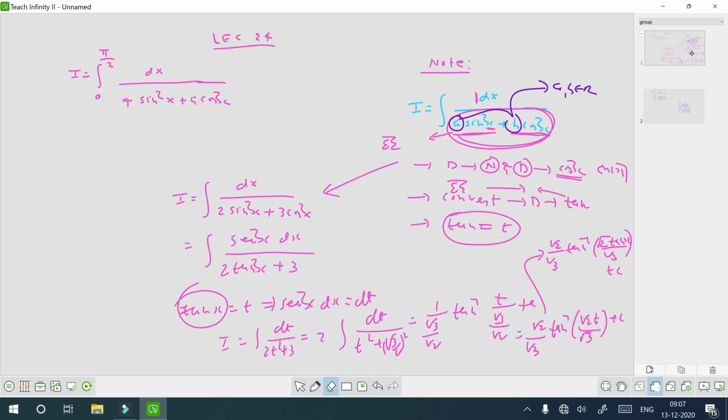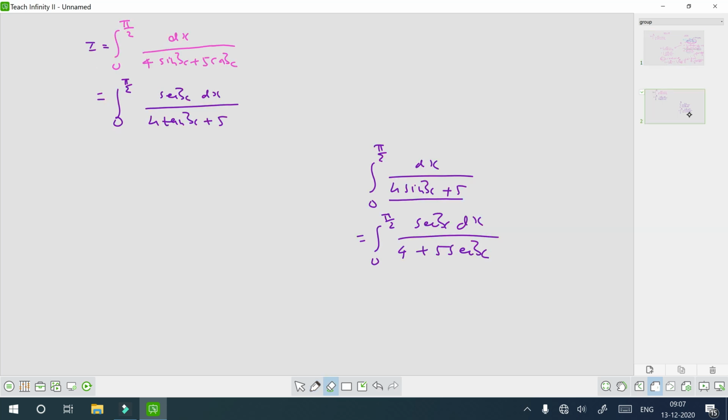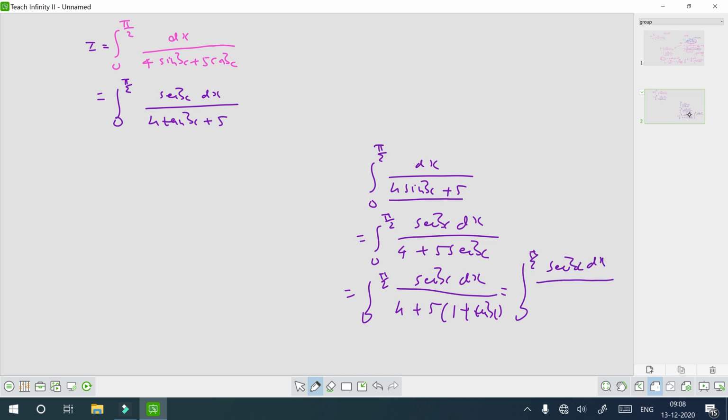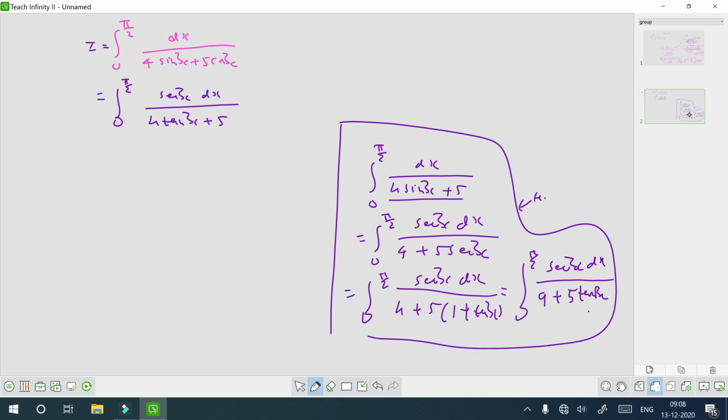Now see this second step. Convert denominator quantity in terms of tan. So that is equal to the integral from 0 to pi by 2 of sec square x dx over 4 plus 5 into 1 plus tan square x. So 0 to pi by 2 sec square x dx over 9 plus 5 tan square x. Now you can take tan x is equal to t. Clear? So I am leaving this one for you. Let us see this one.